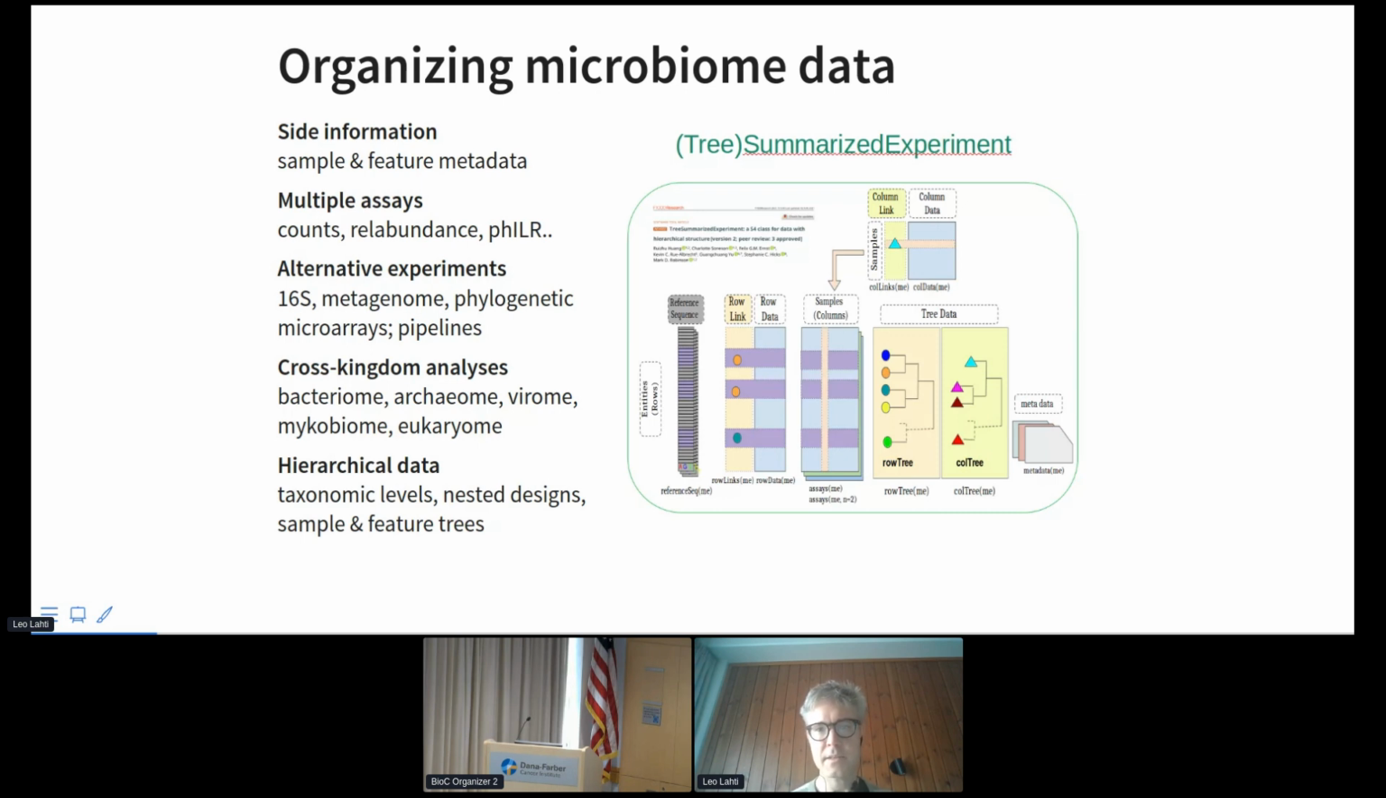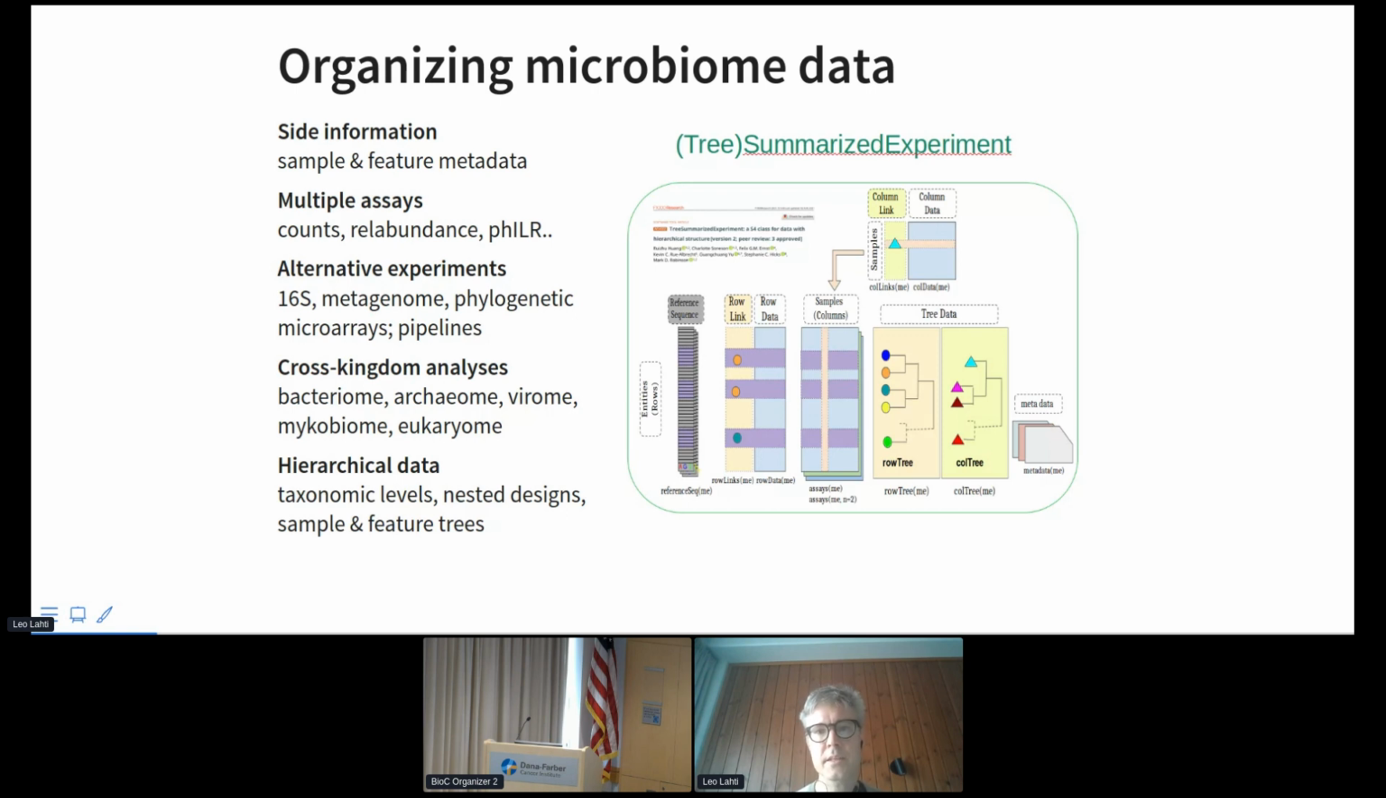And these datasets are often hierarchical, meaning that we can have phylogenies in the feature space. For the taxonomic units, we have the phylogenetic trees, but we also regularly can have hierarchies in the sample space. So we can have, for instance, nested study designs, or we could have host phylogenies. So the TreeSummarizedExperiment data container in Bioconductor is well suited for integrating all these different layers of a typical taxonomic profiling study together.